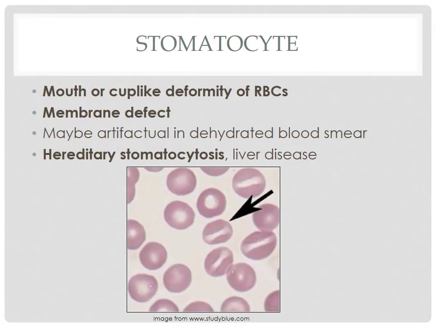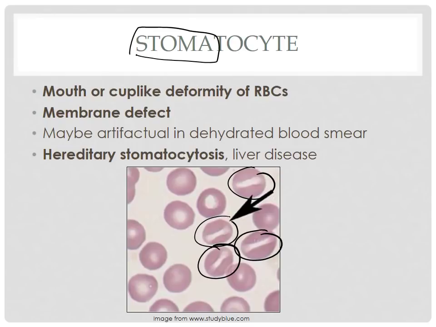Stomatocytes on peripheral smear. Stomatocytes, so stoma meaning mouth. So stomatocytes are mouth or cup-like deformities of the red blood cells. And this is also due to a membrane defect. It could also be seen if the blood smear was very dehydrated, so problems with drying the smear properly. Most common reason you'll see this, if it isn't an artifactual issue, is from hereditary stomatocytosis. You can also see this with liver disease. And again, some nice examples on the smear below of stomatocytes.